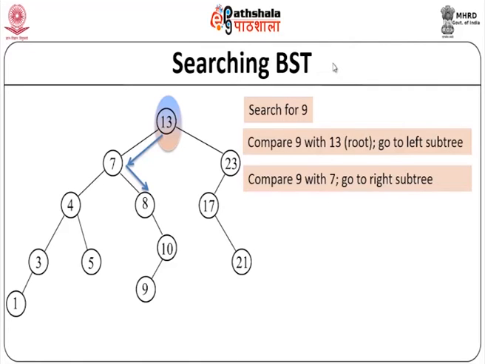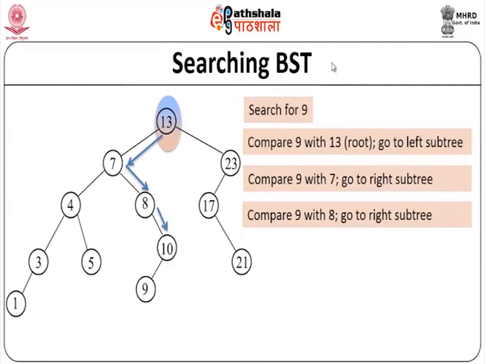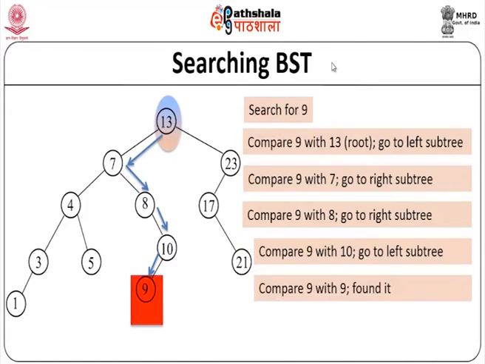Then we compare 9 with 7 and we find that 9 is greater than 7. So, we go to the right subtree where we find 8. We compare 9 with 8 and find that 9 is greater than 8, so we go to the right subtree where we find the root to be 10. We compare 9 with 10 and find that 9 is less than 10. So, we go to the left subtree, and at that point we compare 9 with the key and find that we have reached it. So, this is the order in which the search will happen.